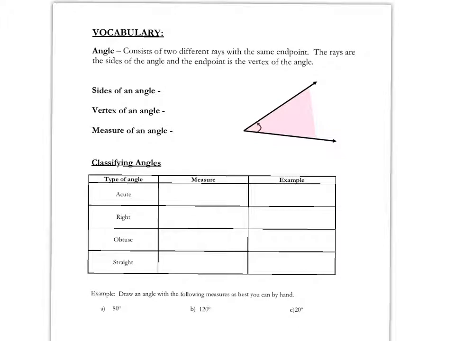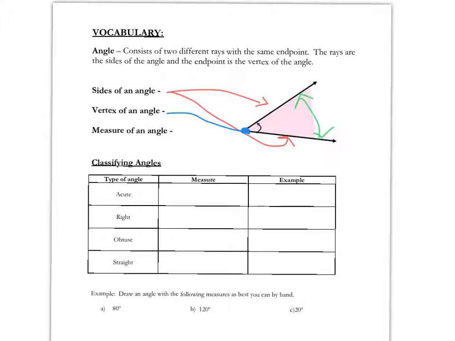An angle consists of two different rays with the same endpoint. The rays are the sides of the angle, and the endpoint is the vertex of the angle. So these are your sides right here, the rays. The vertex is this point right here. It's the point where the two rays come together. And then the measure of the angle is the actual degree between the rays. So the bigger the measure, the bigger the angle.